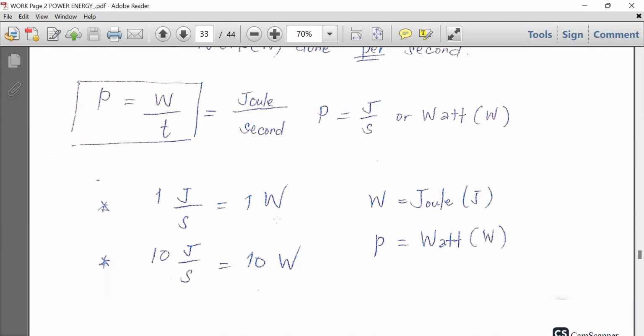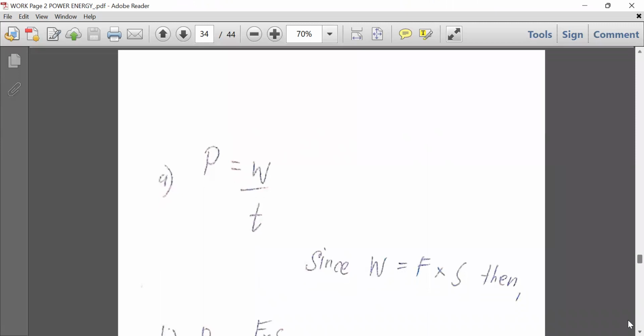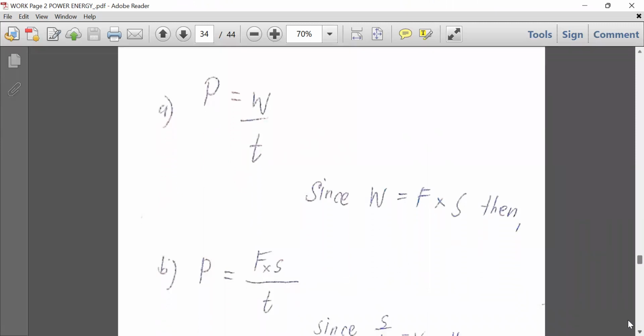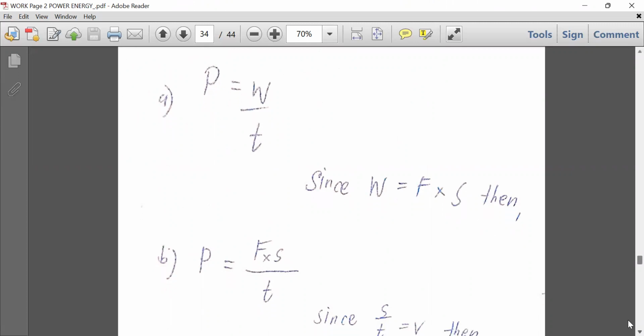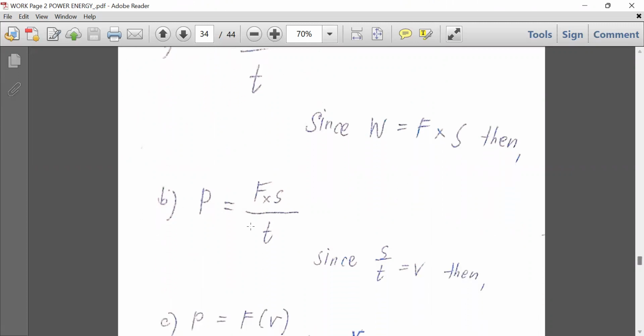So 1 joule per second is 1 watt, and 10 joules per second is equal to 10 watts. So the main formula is work over time, and we can derive different equations of power from the main formula. Since work is Fs, we can also write power as F times S, or force times displacement over time.